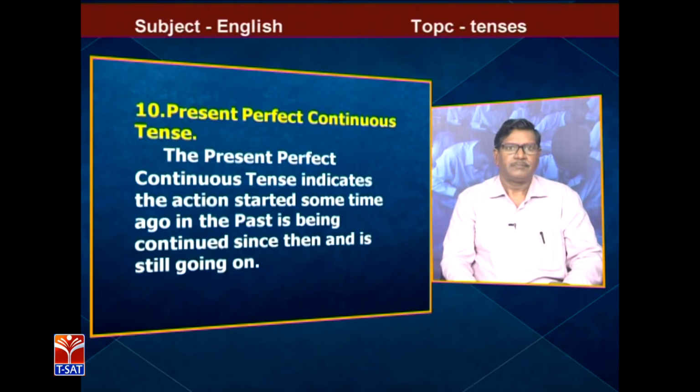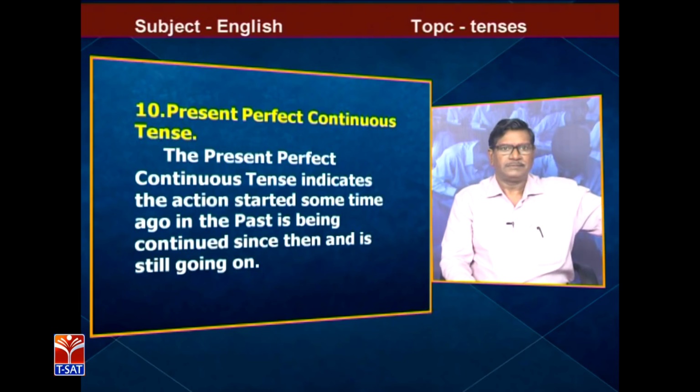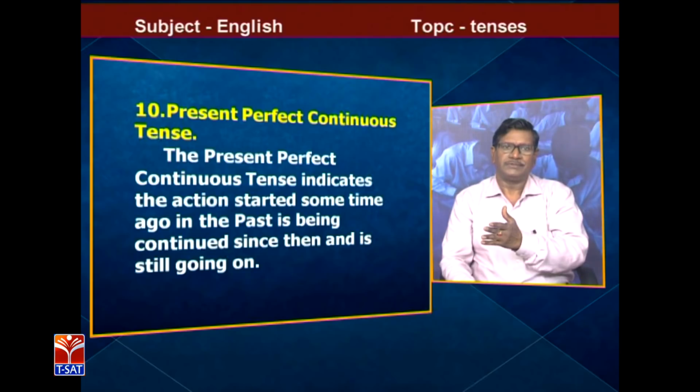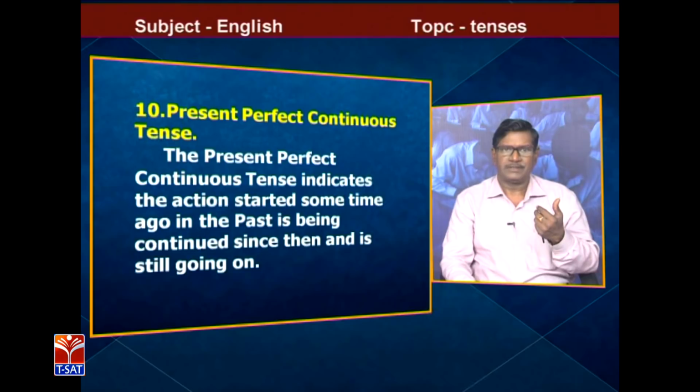Okay? Present perfect continuous. In this present perfect continuous, the action started some time ago in the past and it will be continued. And it is still going on also. For instance, we have been waiting to receive you for the last 3 hours. అబ్బా నువ్వు వస్తావని ఎదురు చూస్తూ ఉన్నాం బాబు 3 గంటల నుంచి. We have been waiting to receive you for the last 3 hours. Or we have been waiting to receive you since 9 a.m.